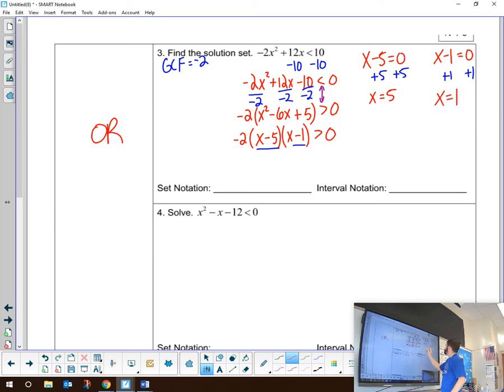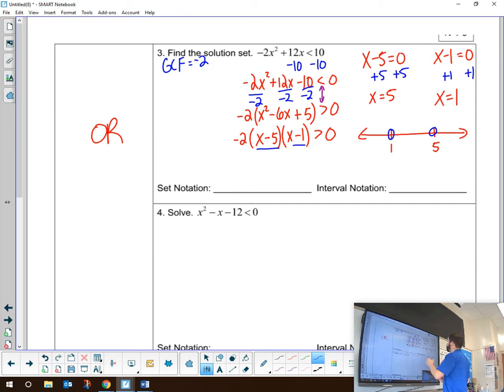So now I'm going to draw my line. I'm going to put both of these points on the line. I'm going to put 1 and I'm going to put 5. And in this case, I'm going to keep both of these open circles because it is just greater than and there is no equal to.